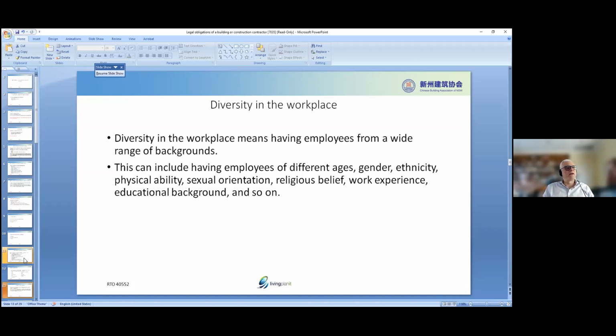We don't want to have white Anglo-Saxon people in our company, right? So we have to try and employ different people, okay? So that includes all these different things: ages, gender, ethnicity, physical ability, sexual orientation, religious belief, all those things, yeah? So we're trying to cater for all people. That's the idea, and that's what the law says, that you should be doing this.